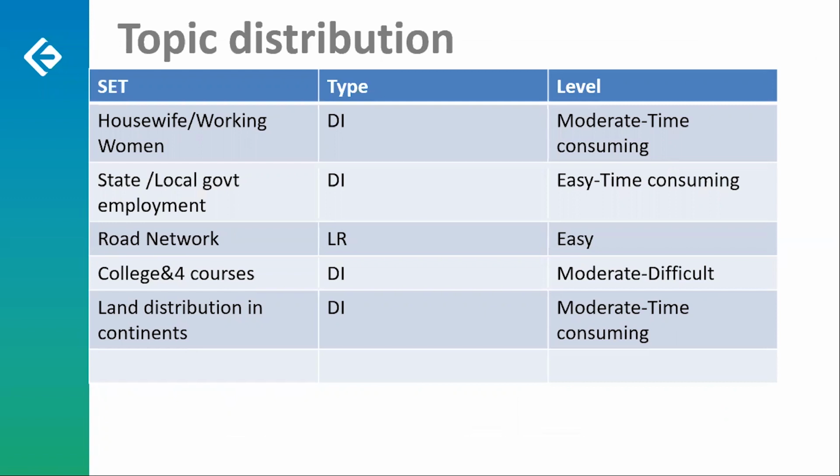would be DI, moderate and time consuming. State level, local government employment, the second set that we're talking about, easy but a little bit time consuming. Road network, certainly easy and the only set that should have been done for sure. And the college and 4 courses, again, I would consider it moderate to difficult, certainly time consuming. And land distribution, the last set, moderate and time consuming.